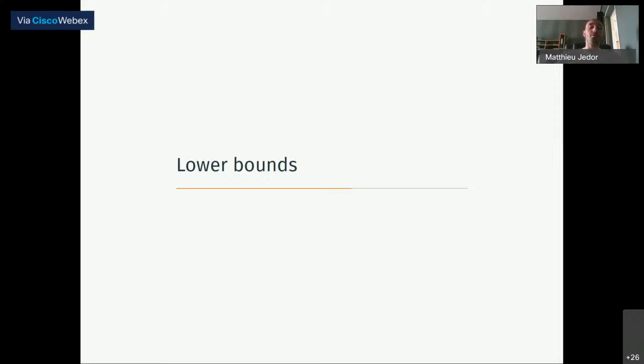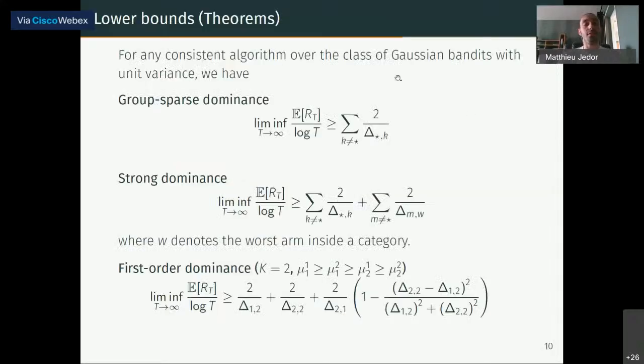So now we talk about the lower bounds. If we do not assume our dominance assumptions, in the unstructured case, the regret is linear in the total number of arms. That is, in our settings, it is m times k. And if we assume the group sparse dominance, we can prove that the regret is linear in k, the number of arms in one category. And furthermore, all these k arms belong to the optimal category.